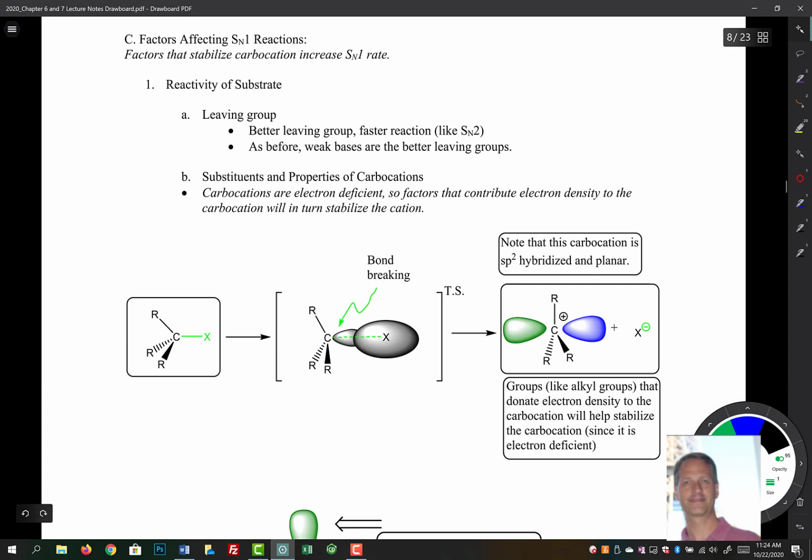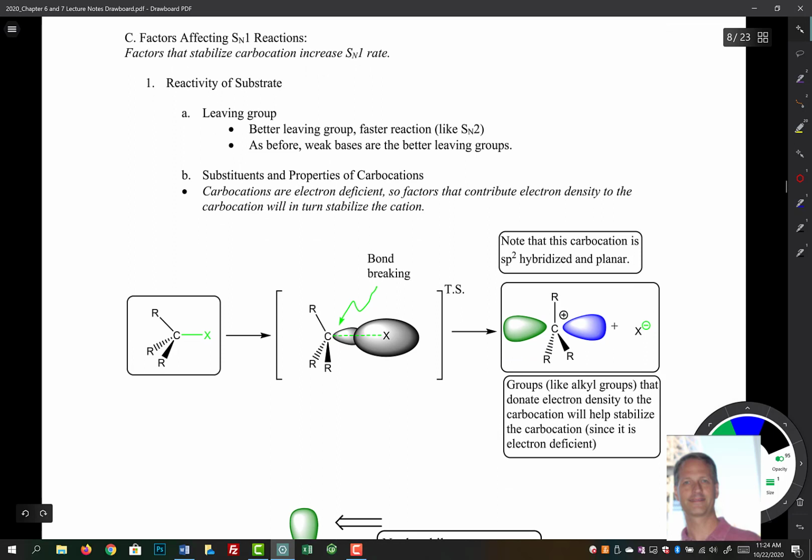So reactivity of our substrate here. Generally, the better the leaving group, the faster the reaction. That's similar to an Sn2 reaction, right? If you don't have a good leaving group, then we're just not going to have a reaction there. And as before, weak bases are the better leaving groups. So that's all kind of old news, so to speak.